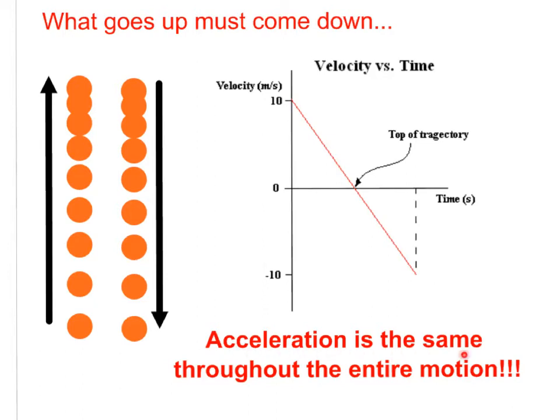The acceleration due to gravity is the same throughout this entire motion. Here, my acceleration due to gravity is the same as it is here. It's reversing direction right here, but my acceleration is not changing. It is negative 9.81 meters per second squared at every moment in this motion, throughout the entire path of that ball. My acceleration is the same.